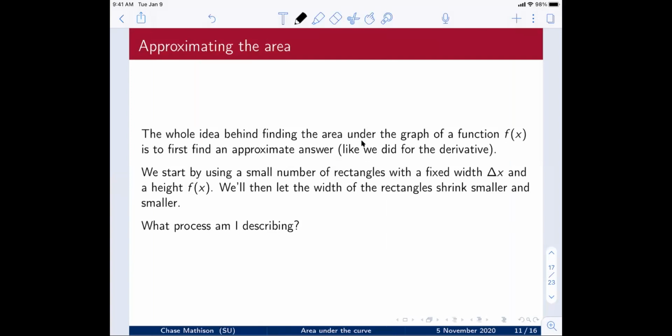So what process is that a description of? I sort of already said it. Letting the width of the rectangles get smaller and smaller, and then looking at what we get. What is that a description of? The limit? Yeah, that's a limit, right?